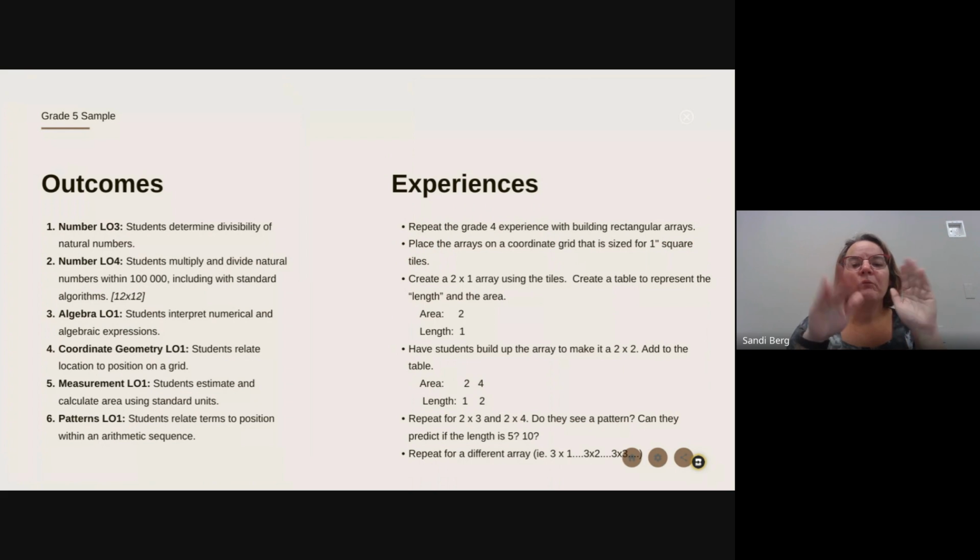And then I could change that 2x1 to a 2x2, and then I can ask, what's the new area? What's the new length? I can repeat by 2 to 2x3 and 2x4. Do I see a pattern? Can I predict if the length is 5, 10, and so on? So which other outcomes do you think I'm hitting there?